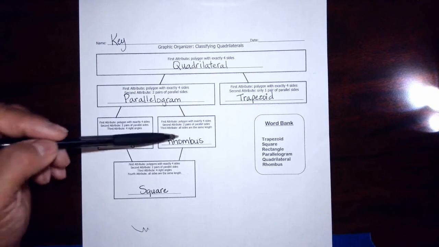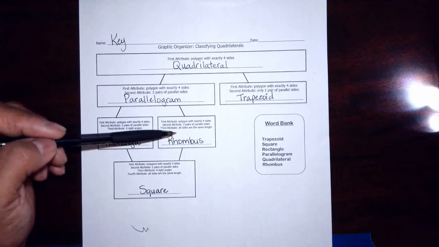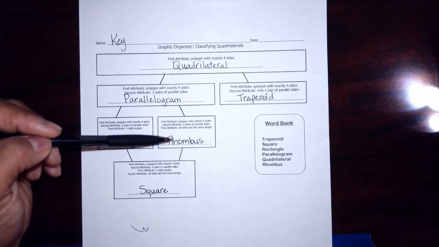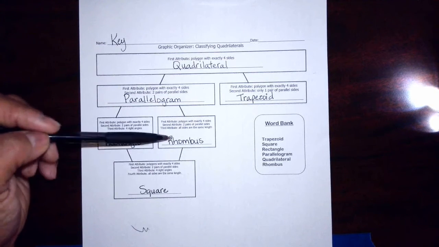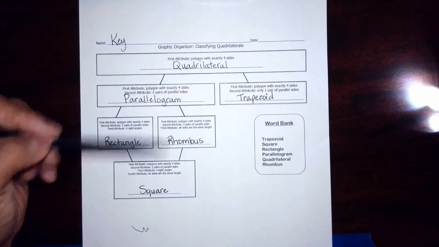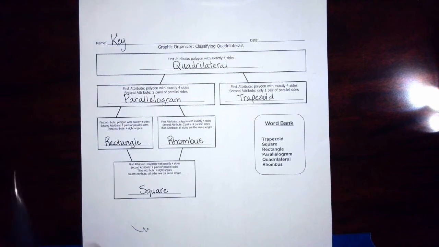Four sides, four sides, four sides. Opposite sides are congruent, opposite sides are congruent. Four right angles, four right angles. But on these two, not only are opposite sides congruent, all the sides are the same length, okay? So that's going to be the breakdown right there.